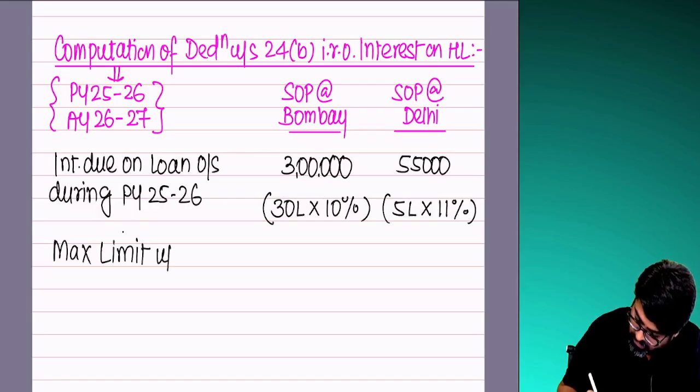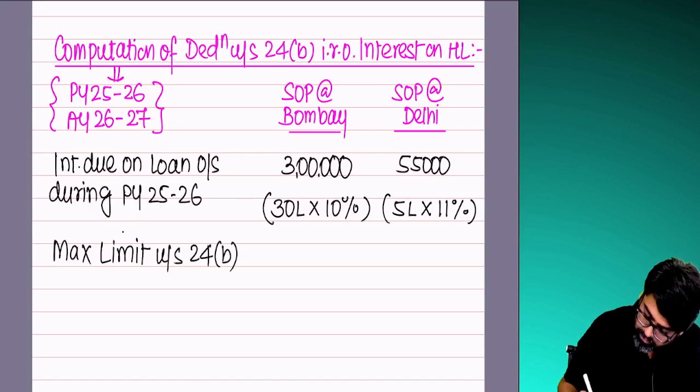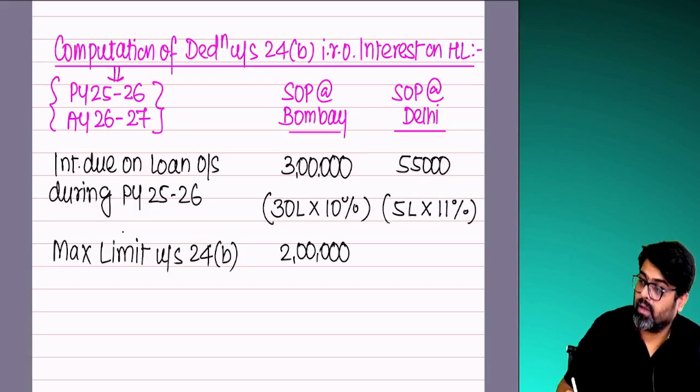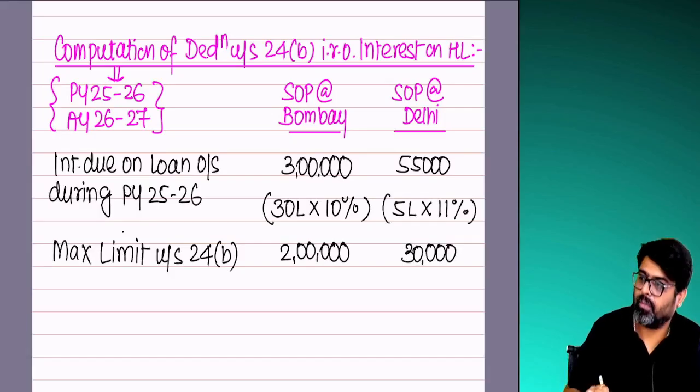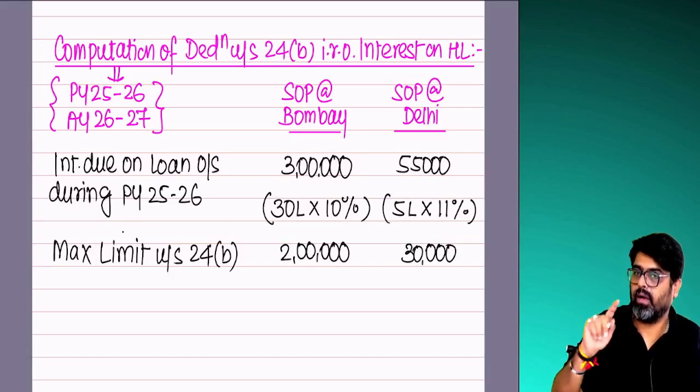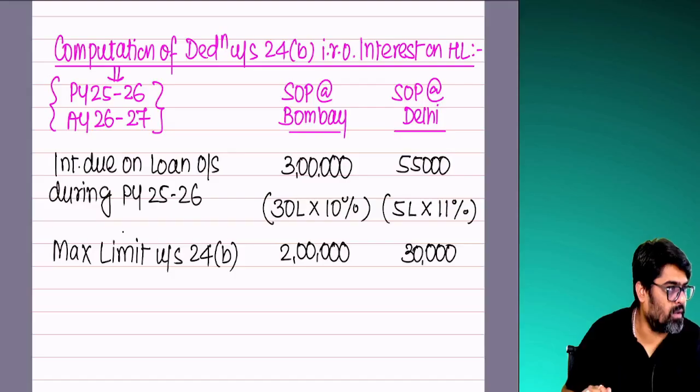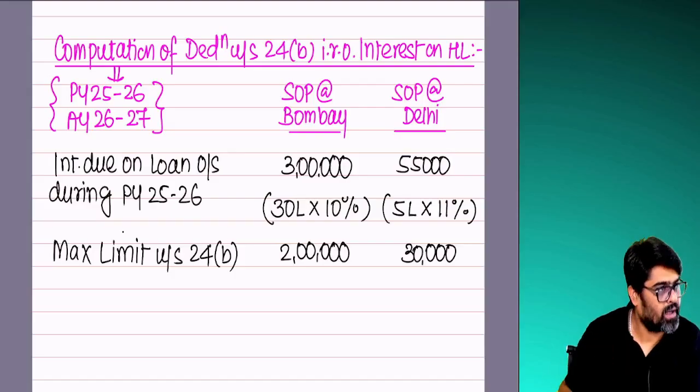Maximum limit under section 24 clause B. For the first loan it is 2 lakhs. For the first SOP, yes or no? And for the loan for the second SOP, the maximum limit is 30,000, because that was a repairs loan. And why 2 lakh? Because this was an acquisition loan, satisfying all those three conditions.